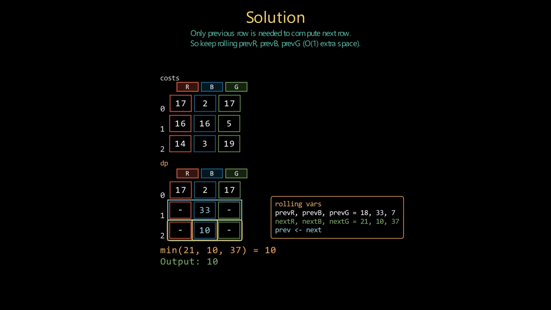We built the full dp table for clarity, but each new row only reads the previous row's 3 values. So we can keep just rolling variables prev_r, prev_b, and prev_g. Update a new triplet from the old triplet, then overwrite previous values. That is why extra space is constant.